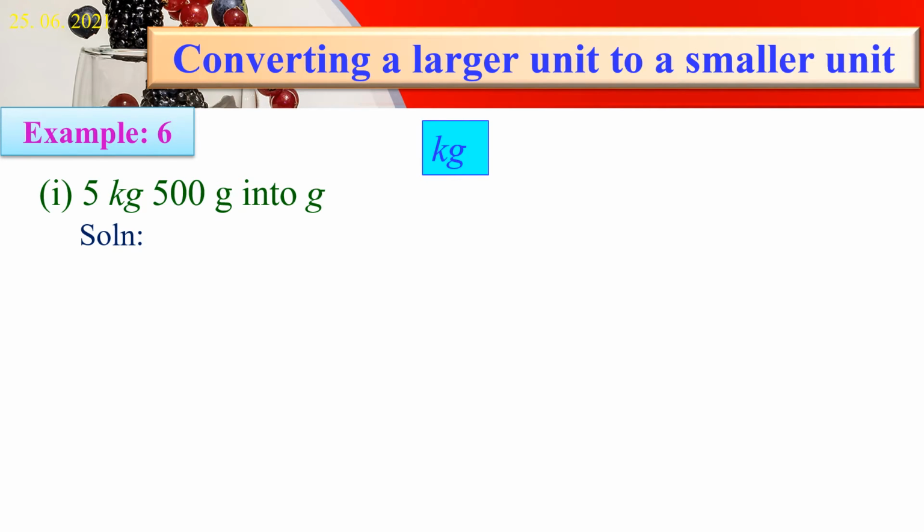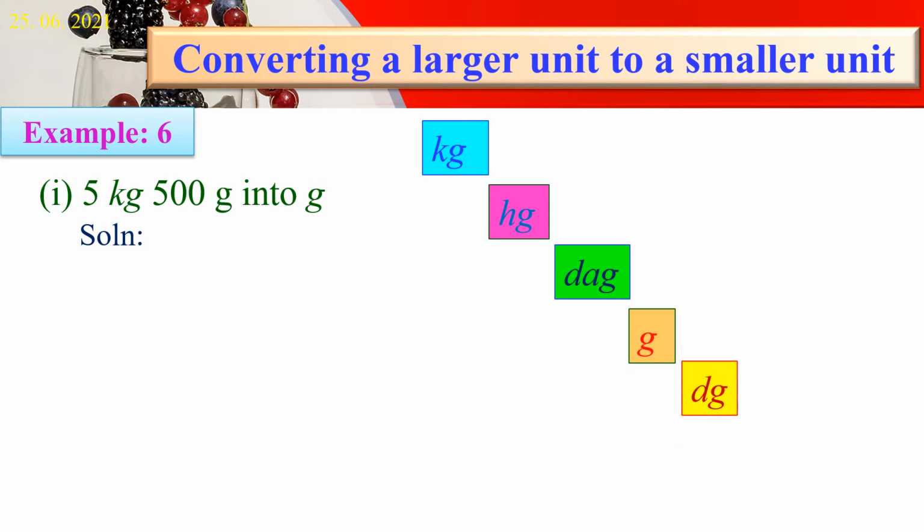Here we know very well the order of units which we have studied before. Students, you know very well the order of the units. If you know it well, only then can you do the sum easily. The first one is kg, next hg, next dag, next the basic unit gram, next dg, cg, and mg. Now, in the question, we have 5 kilogram, 500 gram. We have to convert it into the smaller unit, which is gram.